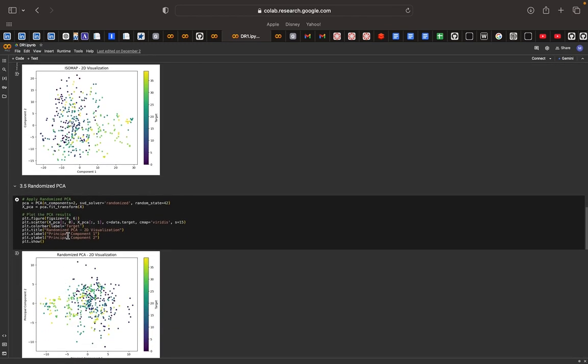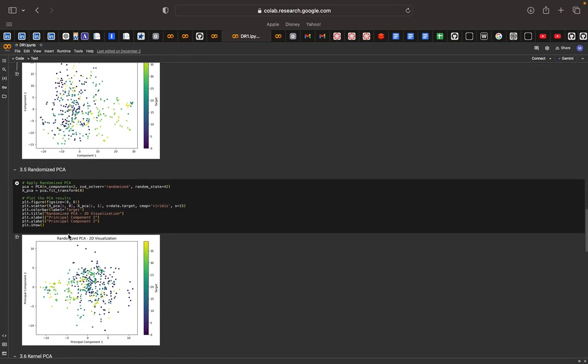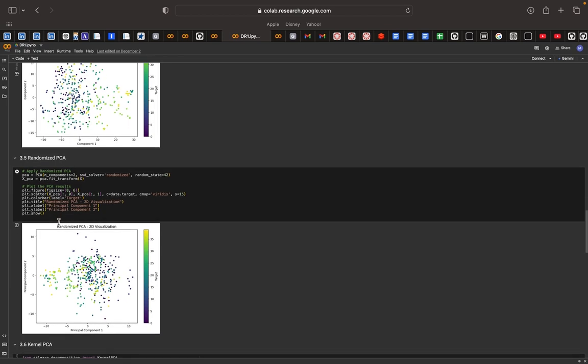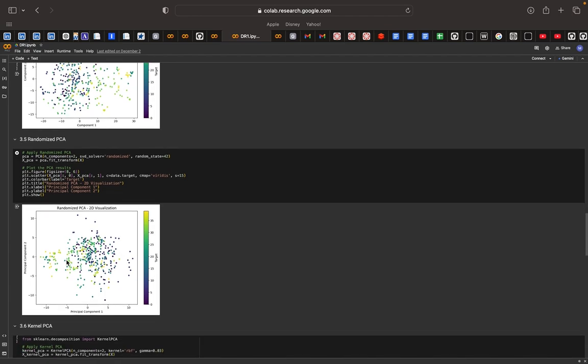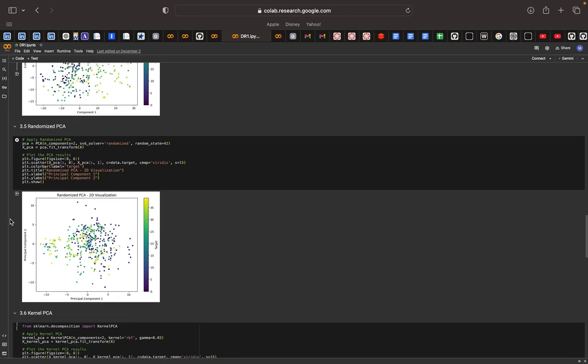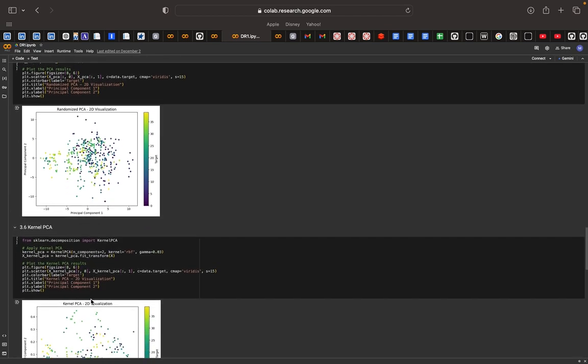And then we have randomized PCA. Randomized PCA is a faster variation of standard PCA, and what it does is approximate principal components efficiently for larger datasets. The resulting plot shows the dataset projected onto its first two principal components, principal component 1 and 2.